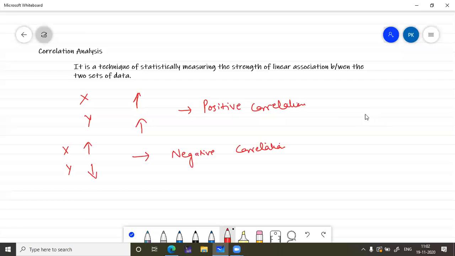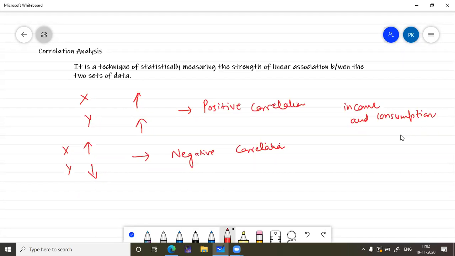For example, income and consumption. This is the example for positive correlation. Income ज़्यादा होगी तो consumption भी ज़्यादा होगी. So we have two data sets, income and consumption, and they will move in the same direction. So we say that there is a positive correlation between this data set.